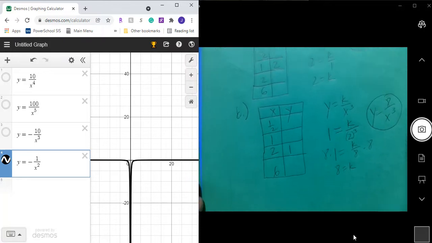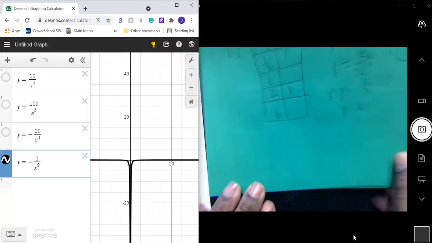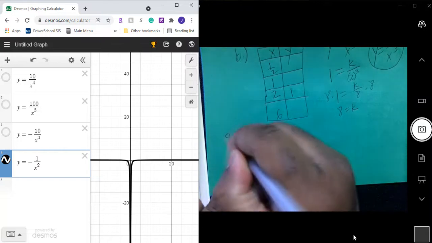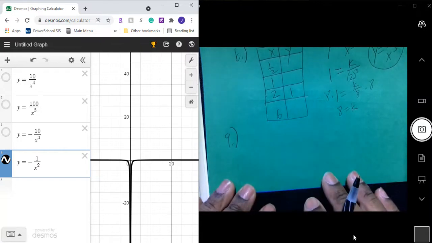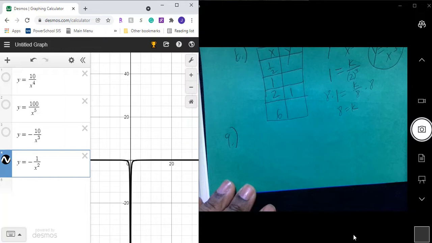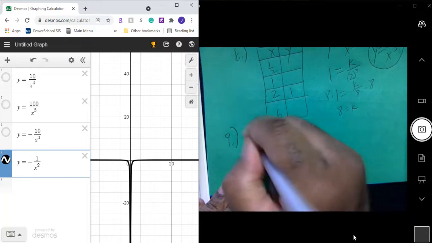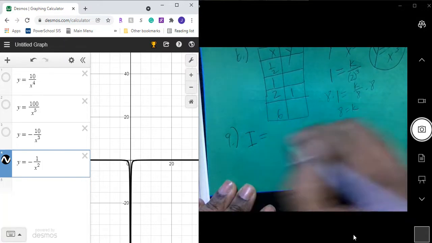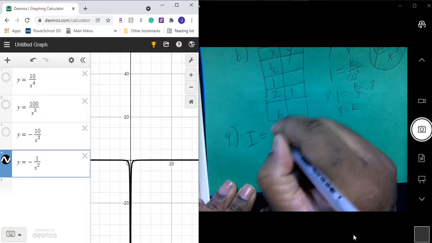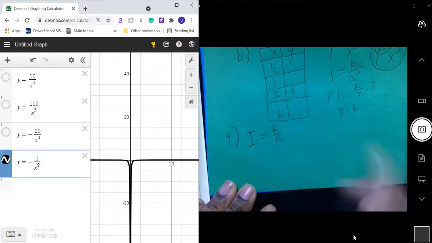All right, our next problem is problem number 9. Now with problem number 9, it says the amount of current I in amps in the circuit varies inversely as the resistance R in ohms. A circuit containing a resistance of 10 ohms has a current of 12 amperes. Determine the current in a circuit containing a resistance of 15 ohms. So the first thing is our inverse formula is I is equal to K over R.